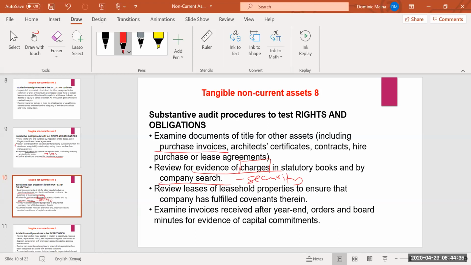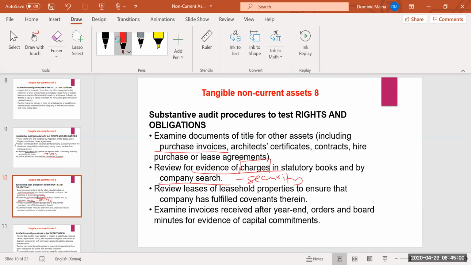Review the lease terms of leasehold properties to ensure that the company has fulfilled the covenants therein. So simply review the lease agreements of the leased property to understand whether there's some condition that must have been met as per the lease agreement. Has the company fulfilled those terms?